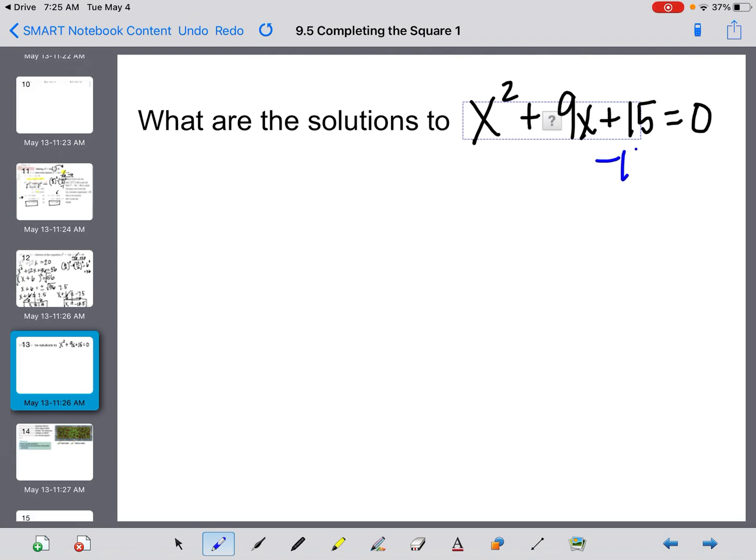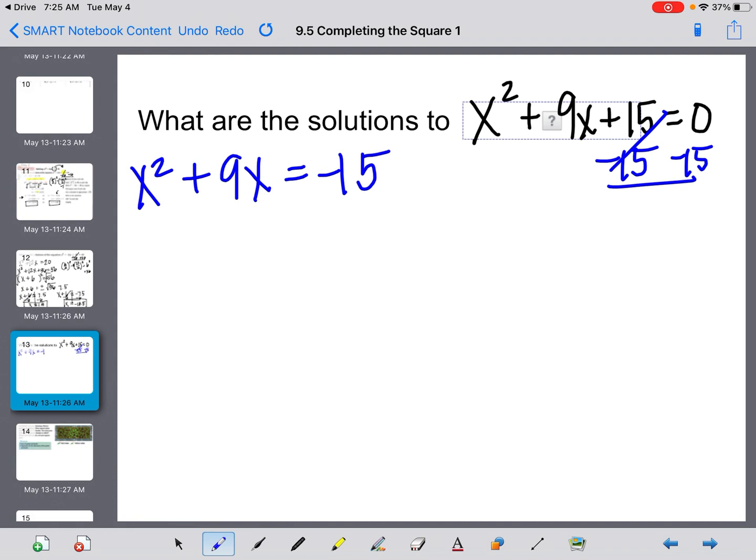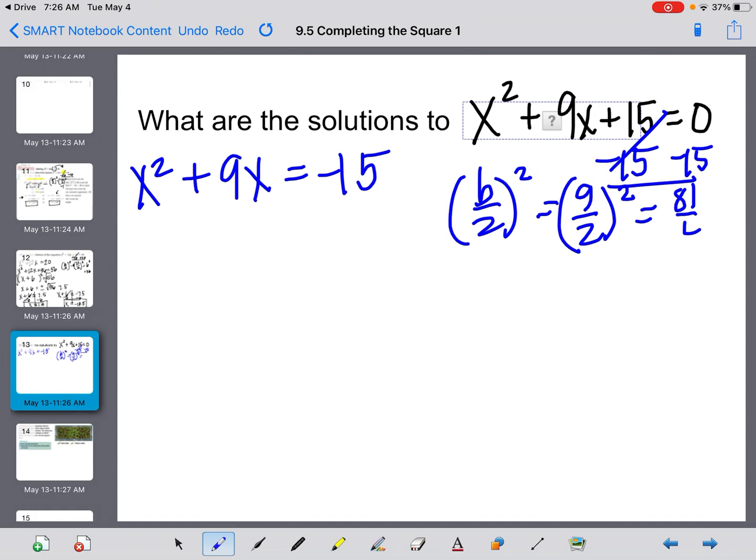All right, so I'm going to subtract 15 from both sides, leaving me with x squared plus 9x equals negative 15. My b over 2 to the second power is 9 over 2. Okay, now remember, if I get something that isn't going to be a whole number in this b over 2 area, I'm going to leave it as a fraction. So this is going to give me 81 over 4, and that's what I'm going to add to both sides.